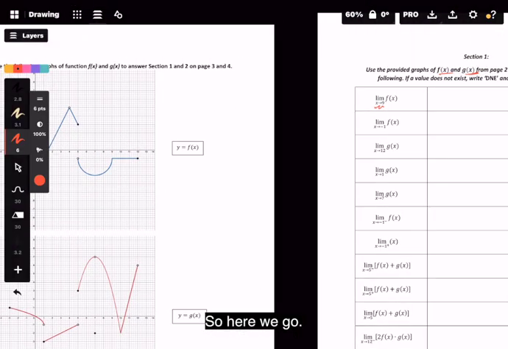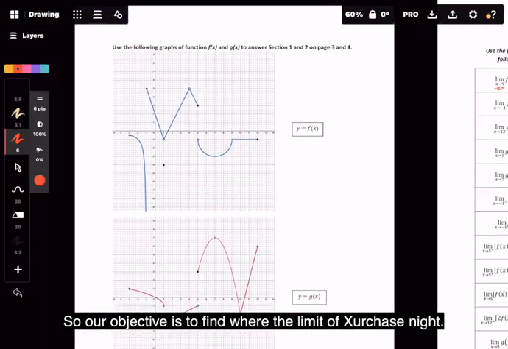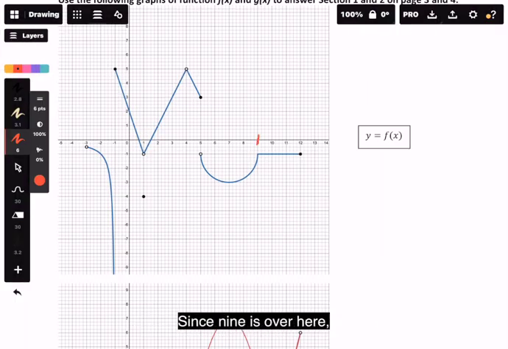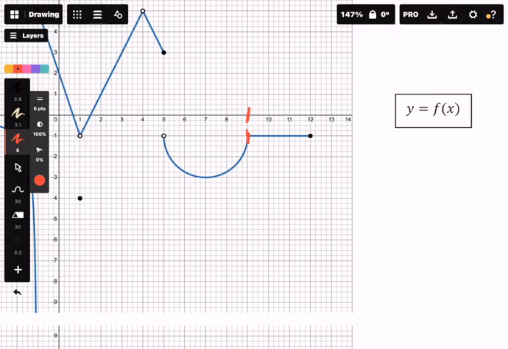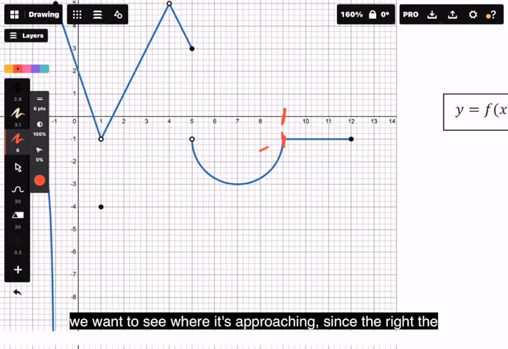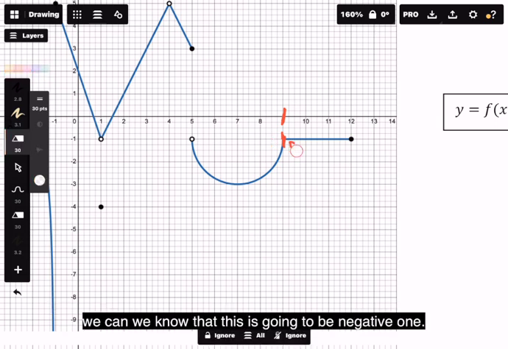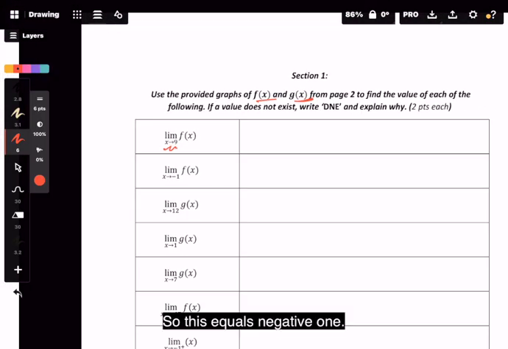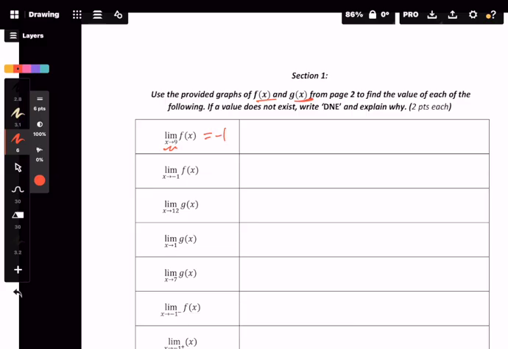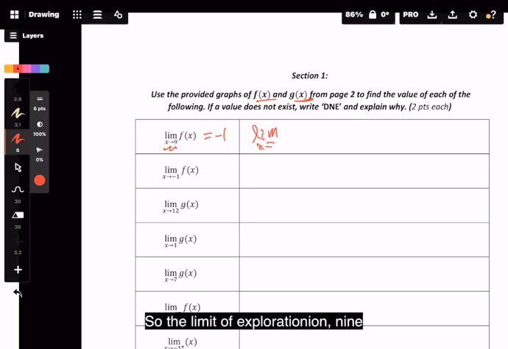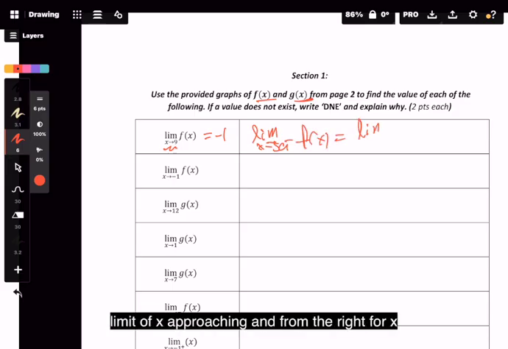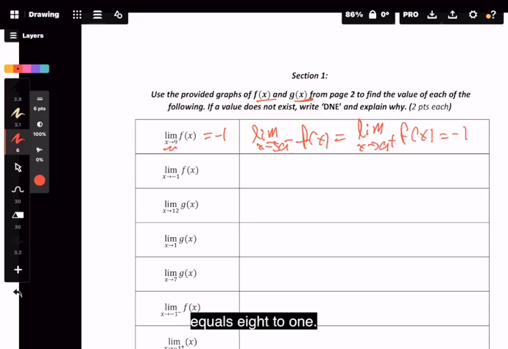So here we go. Our objective is to find the limit as x approaches 9. We want to find where 9 is. Since 9 is over here, you want to see where it's approaching. Since the left and the right are both approaching -1, going upwards, this equals -1. So the limit as x approaches 9 from the left of f of x equals the limit as x approaches 9 from the right of f of x, which equals -1.